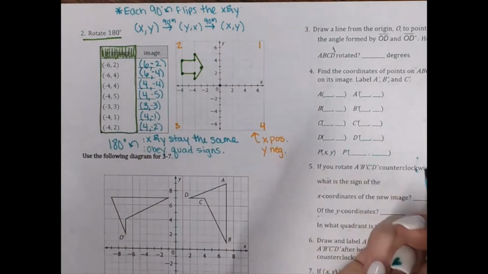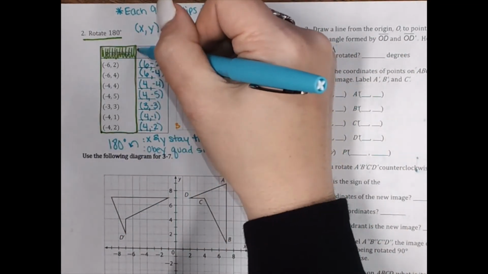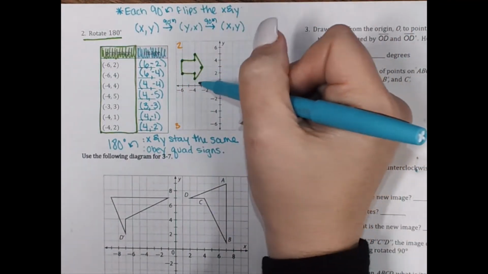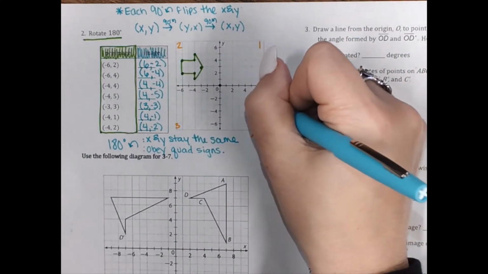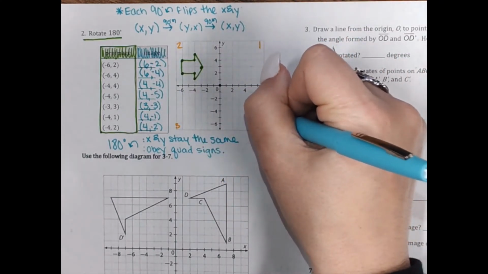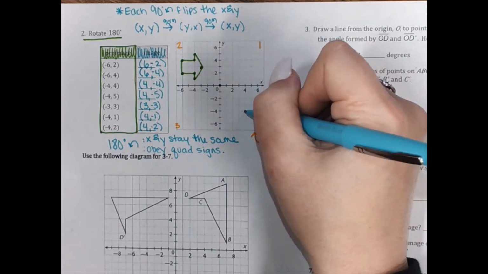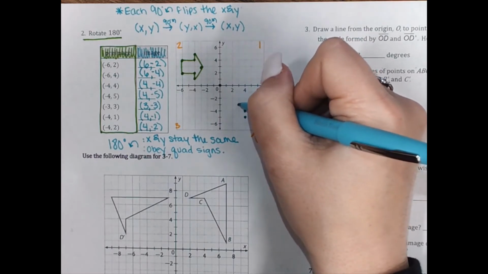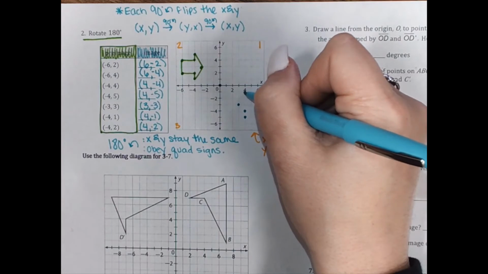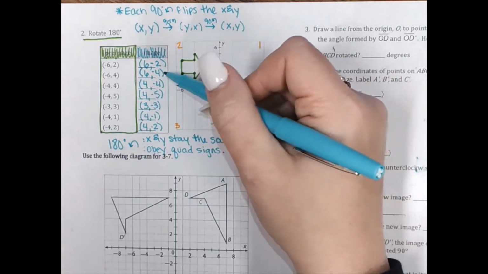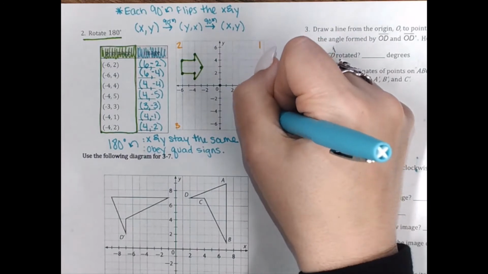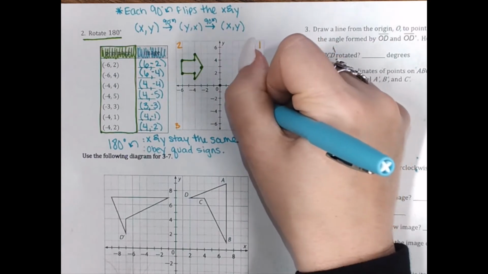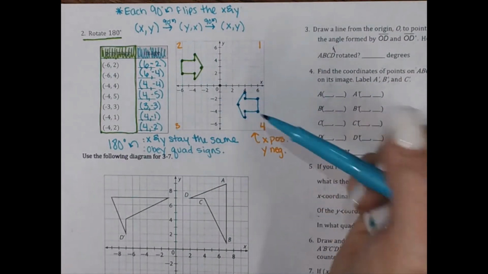4, negative 2. So we can go ahead and graph the new image, or the image after we've made some changes after the rotation. So 6, negative 2, 6, negative 4, 4, negative 4, 4, negative 5, 3, negative 3, 4, negative 1, and then 4, negative 2. And again, you want to connect the dots in this order so that the shape comes out looking correct. Alright, and there's our 180-degree rotation.